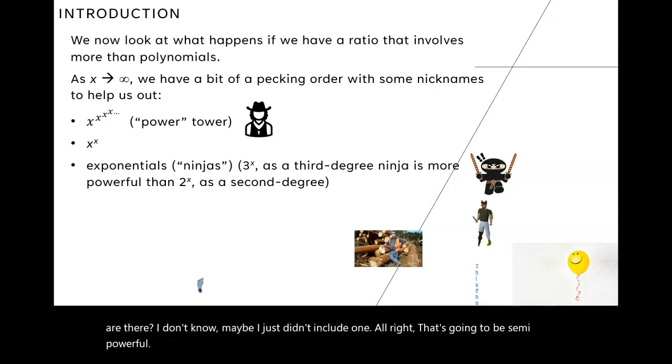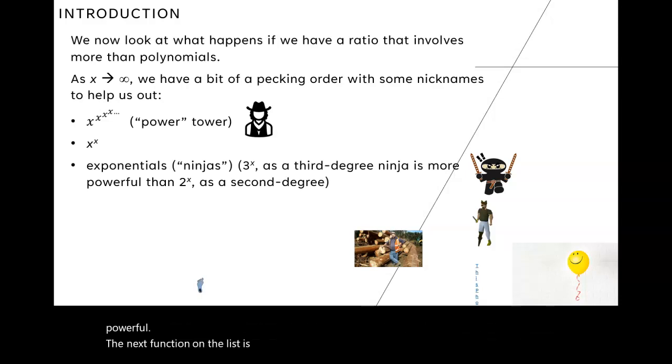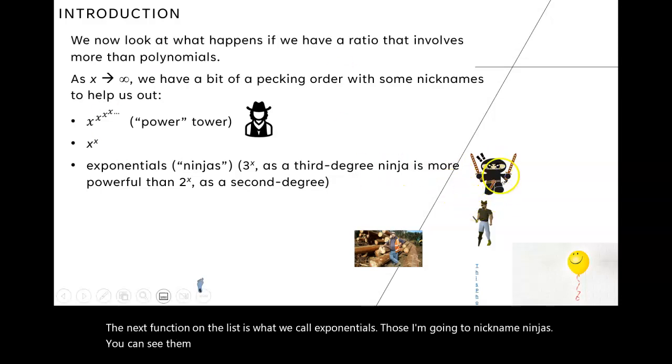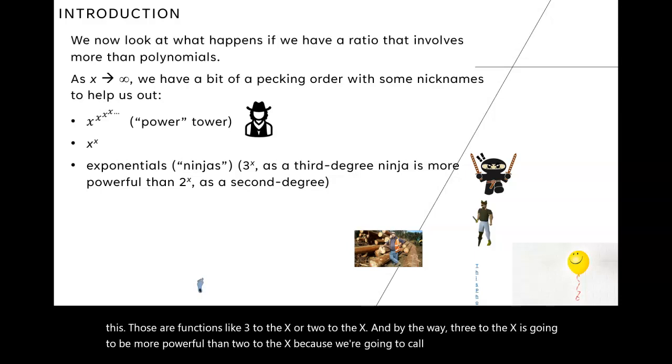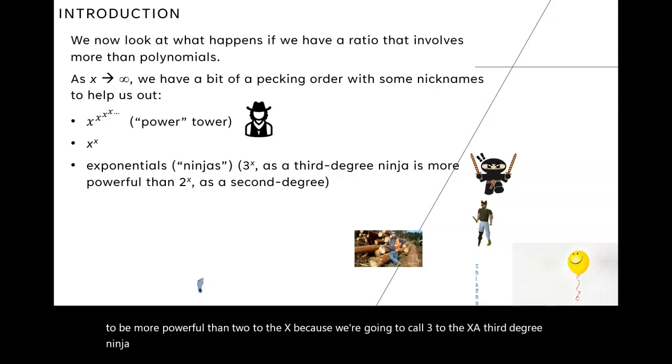Our next function on the list is what we call exponentials. Those I'm going to nickname ninjas. You can see them off to the side. Ninjas, they're kind of powerful. They're right in the middle of this. Those are functions like 3 to the x or 2 to the x. And by the way, 3 to the x is going to be more powerful than 2 to the x because we're going to call 3 to the x a third degree ninja. 2 to the x is a second degree.